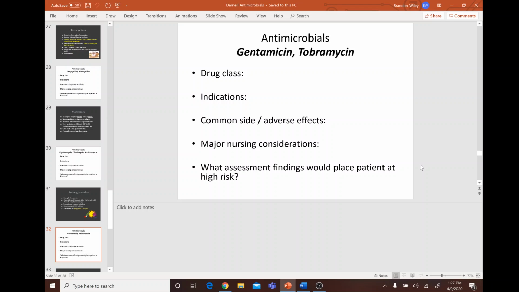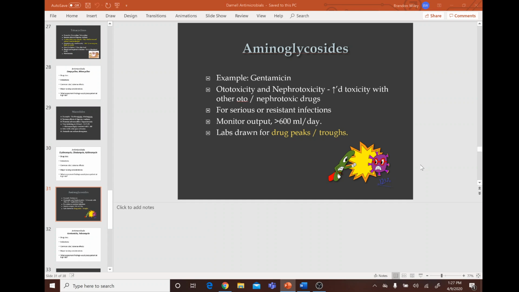What are examples of aminoglycosides? Gentamicin or tobramycin. What are aminoglycosides used for? Serious or resistant infections. What labs do we have to monitor when taking aminoglycosides? Urine output has to be greater than 600 milliliters a day, and then we have to draw the peak and trough levels. What are the side and adverse effects of aminoglycosides? Ototoxicity and nephrotoxicity, and these increase when you take them with other ototoxic and nephrotoxic drugs.